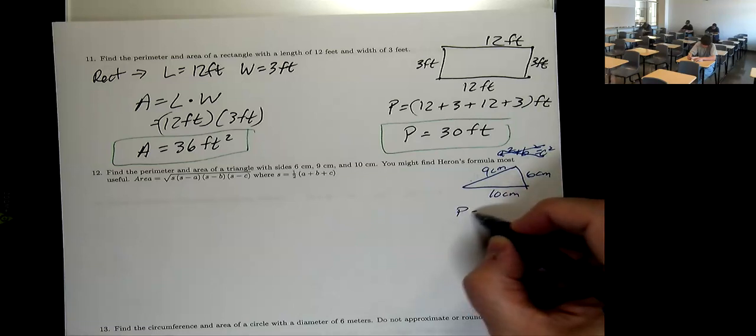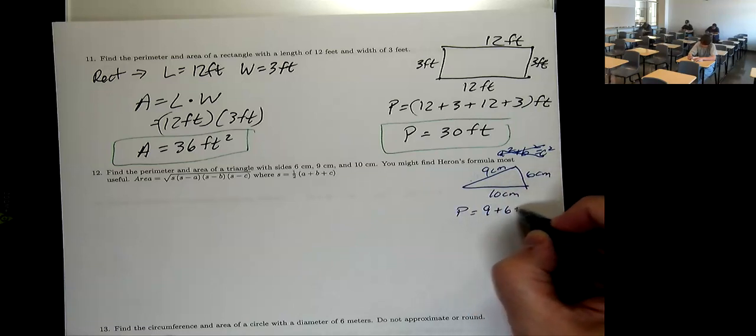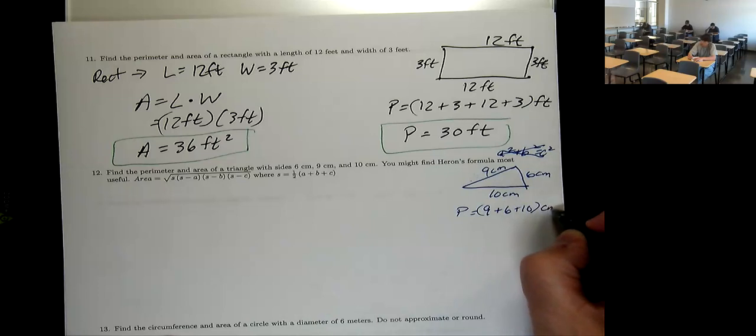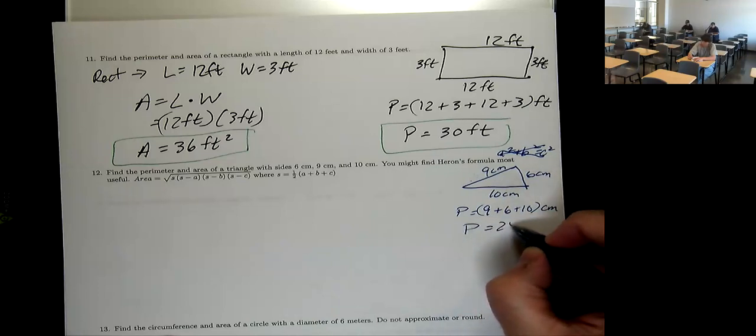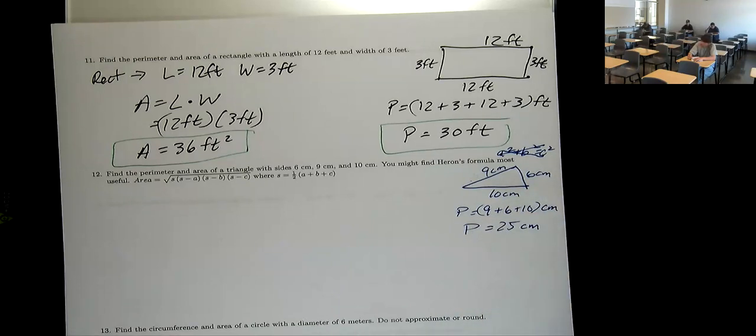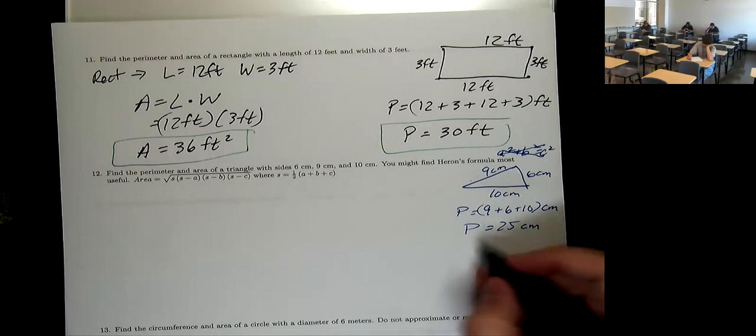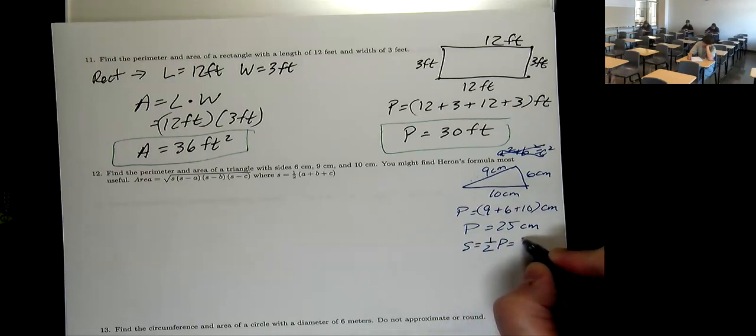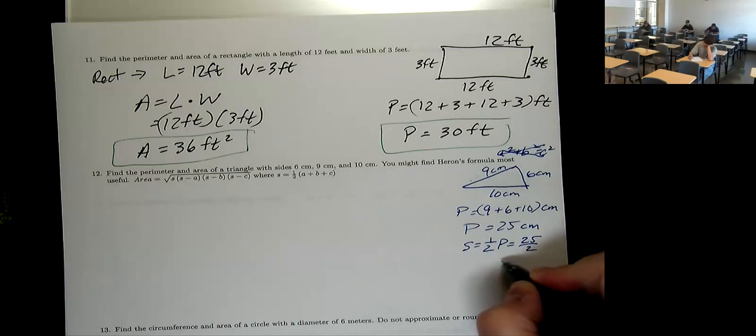So P equals 9 plus 6 plus 10 centimeters. P equals 25 centimeters. Well, I really made this harder for the next part. So S equals 1/2 that, which is 25 over 2, which is 12.5.